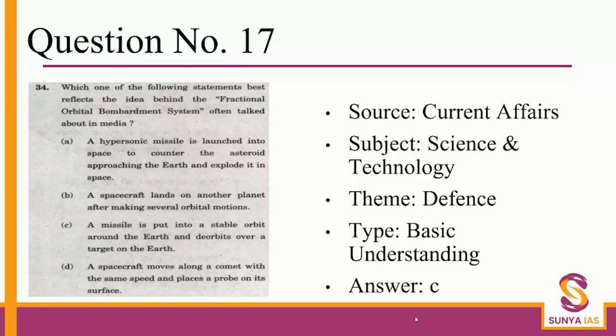Second is a spacecraft lands on another planet after making several orbital motions. Third is a missile is put into a stable orbit around the earth and deorbits over a target on the earth, right? And the last one is a spacecraft moves along a comet with the same speed and places a probe on its surface. So if you simply look up this particular term, fractional orbital bombardment system, or if you just pay attention to what is there in your current affairs, this is an easy win in the question, right? Moving on to the next question.